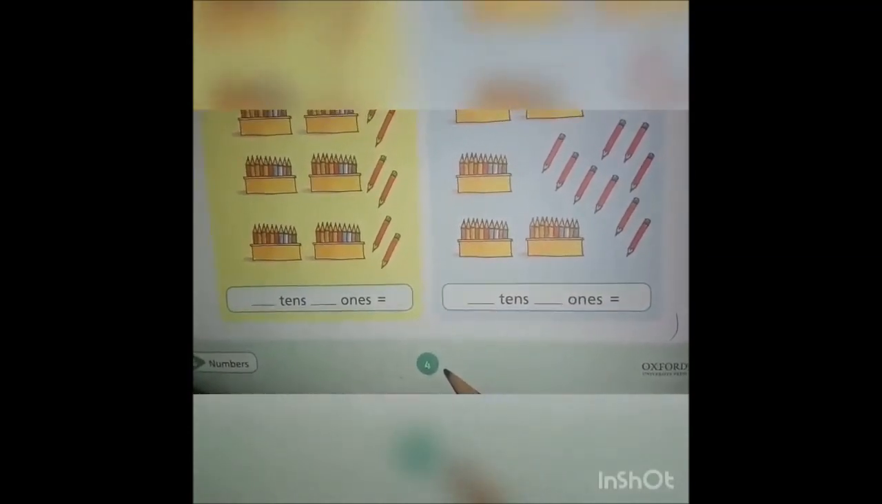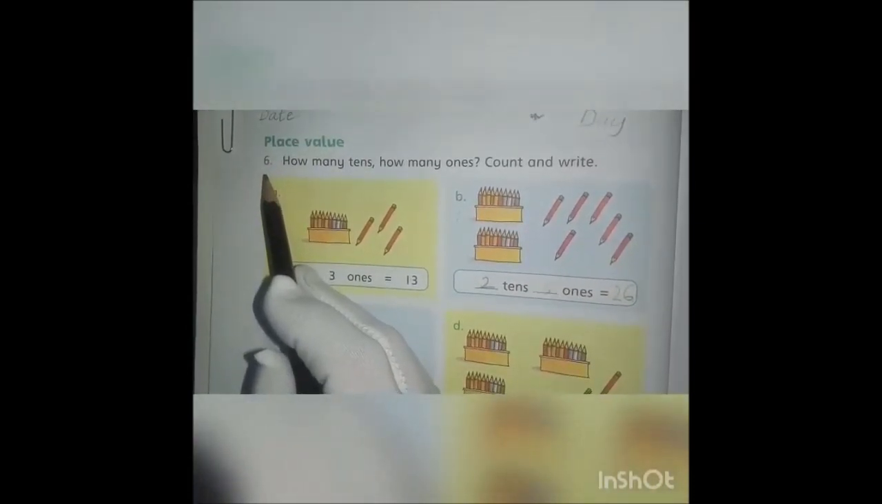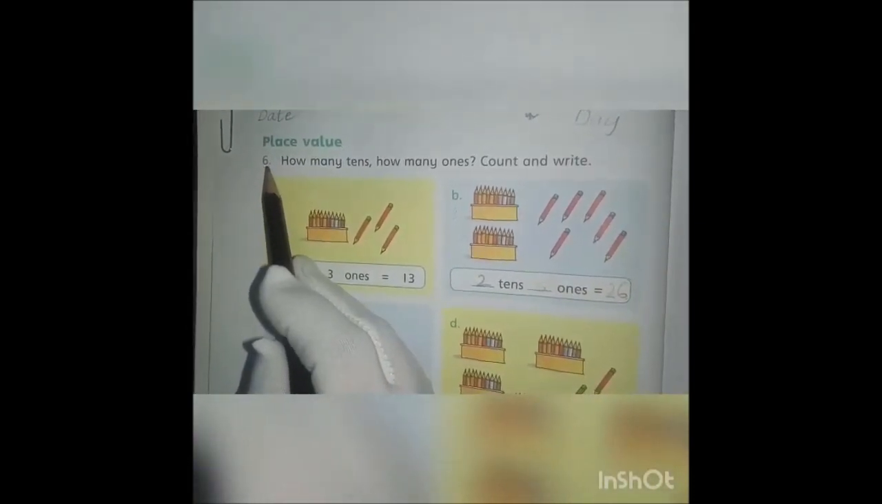Now children, you will complete page 4. Now children, you will complete exercise 6 with the help of your parents and given examples.